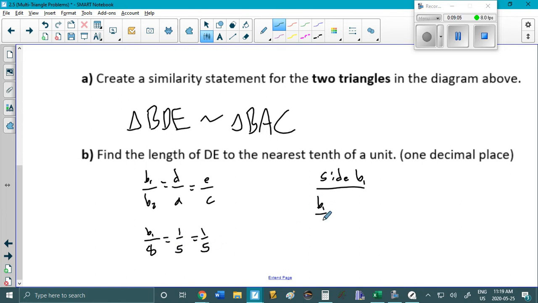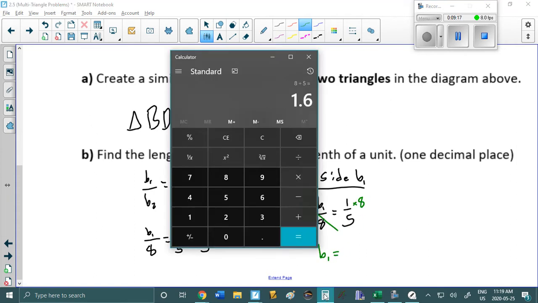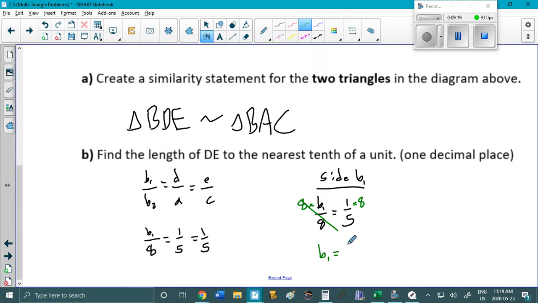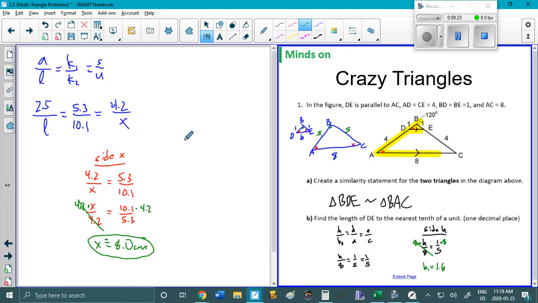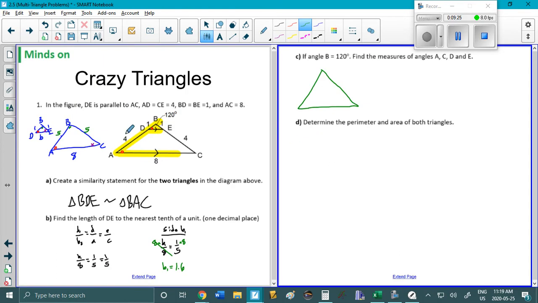So B1 over 8 equals 1 over 5. Multiply by 8 on top. B1 equals 8 divided by 5. 8 divided by 5 is 1.6. Again, sorry about that. I made a mistake, and again, the mistake I made is this. I assumed this whole side of the big guy was 4, but it's not, right? It's 4 and then another 1, so it's 5. I feel so silly. All right, back to this.